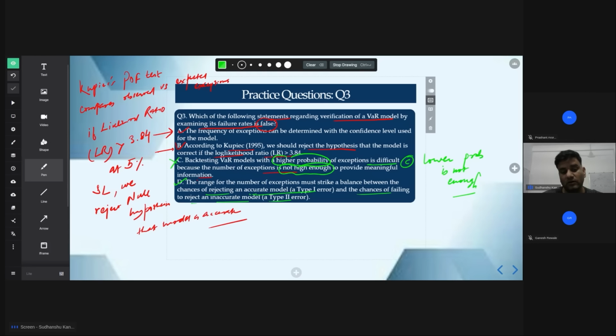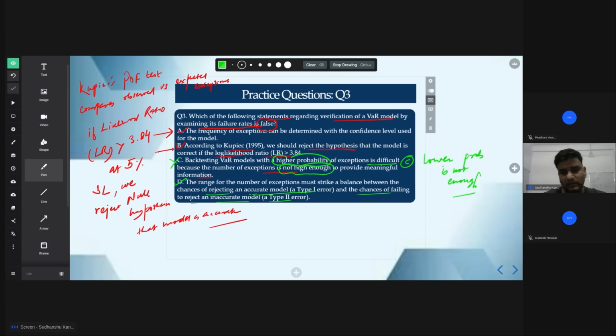So backtesting VaR models with a lower probability of exception is difficult because the number of exceptions is not high enough to provide meaningful information. That is why C is the answer. Exception frequency equals 1 minus confidence level is true. Option A is true. Option B, the Kupiec test rejects if LR is greater than 3.84. That is also true. C is wrong. Higher probability is difficult. That is wrong. D is right, it mentions the balance between type 1 and type 2 error. That is correct. So please understand, backtesting becomes harder when you use a very high confidence level like 99 or 99.9, because you get too few exceptions to reliably test the model.